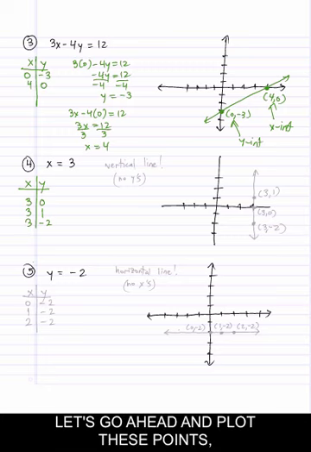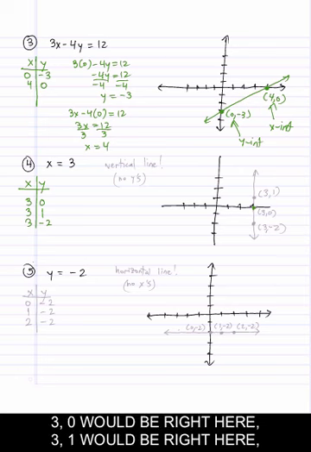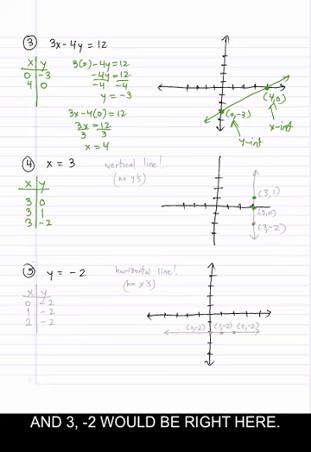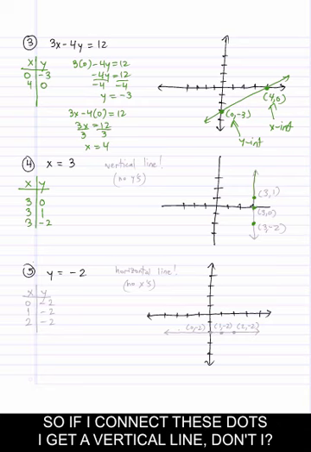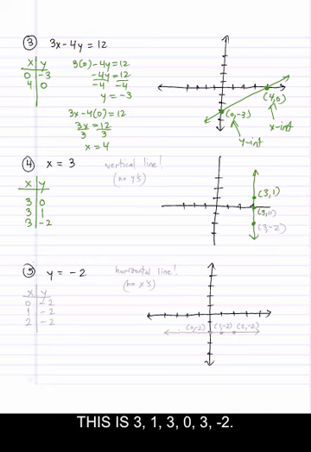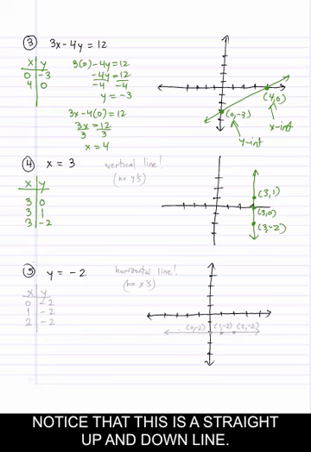Let's go ahead and plot these points. 3, 0 would be right here. 3, 1 would be right here. And 3, negative 2 would be right here. So if I connect these dots, I get a vertical line, don't I? This is 3, 1, 3, 0, 3, negative 2. Notice that this is a straight up and down line.